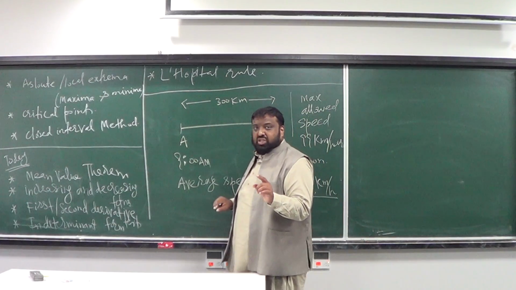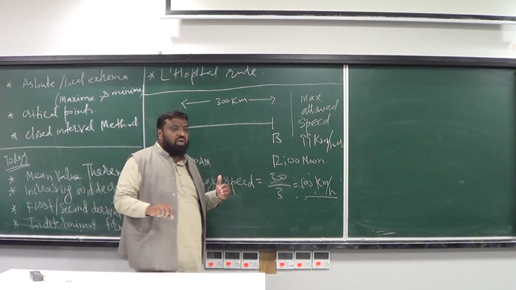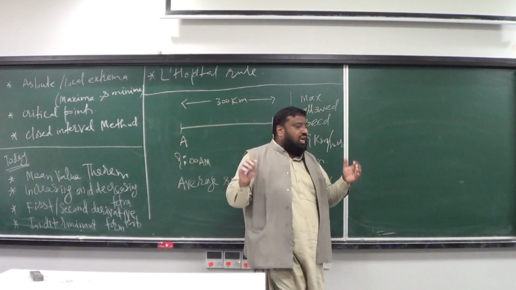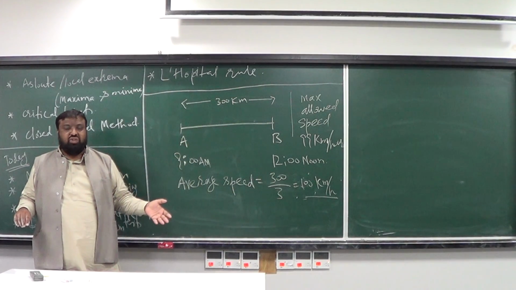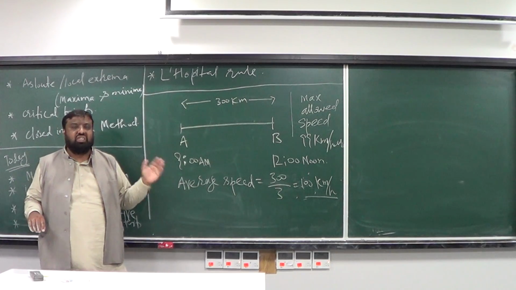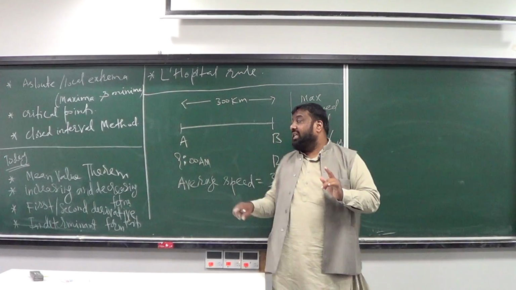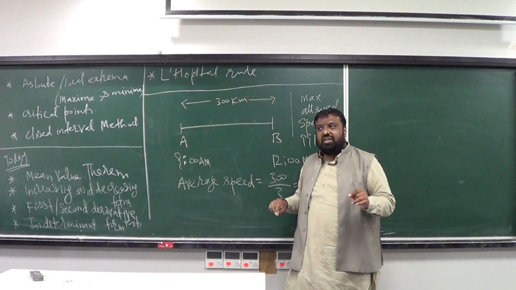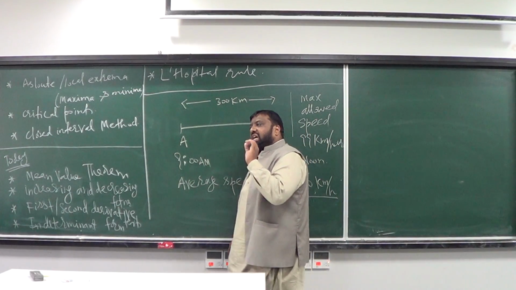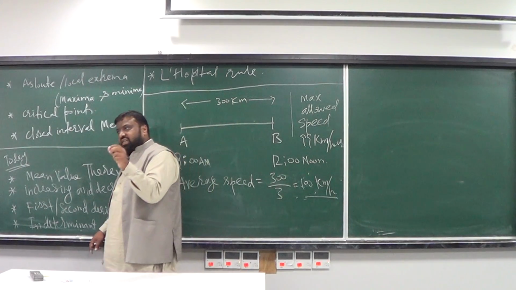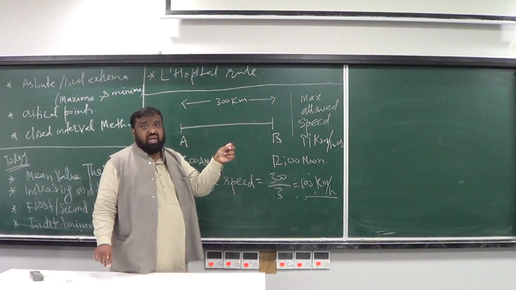Because if your speed is always below 100 kilometers per hour, for example, then you can't cover the 300 kilometers in 3 hours. So if you have covered 300 kilometers in 3 hours, okay, that means that there must be at least one instant between these two cities in these 3 hours where you have gone to 100 or more than 100 kilometers per hour actually. Okay.